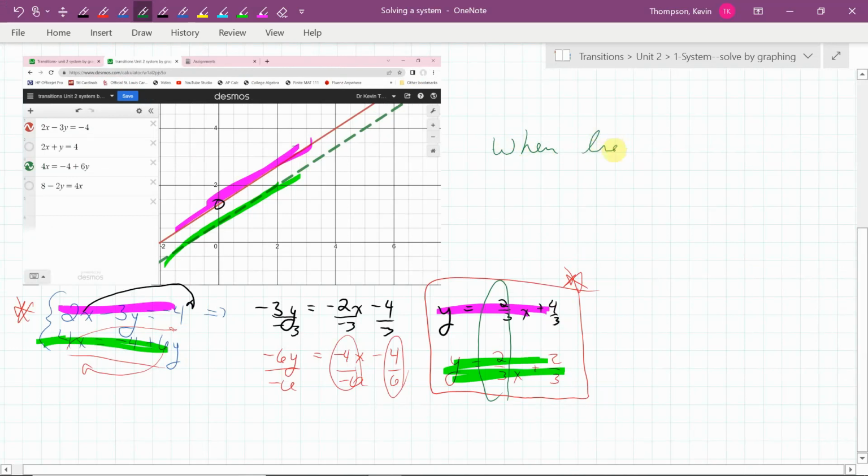When the lines are parallel, we call this an inconsistent system. No solution.